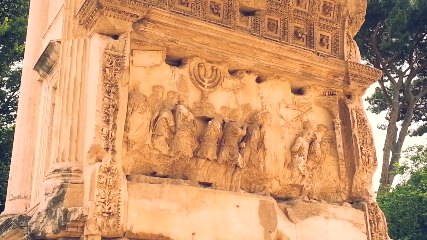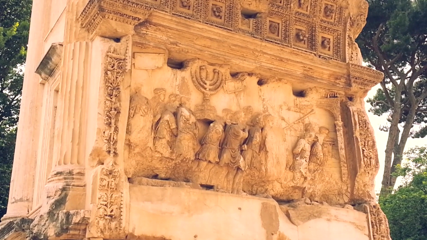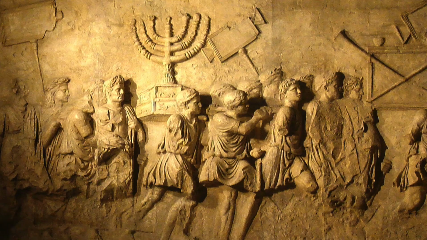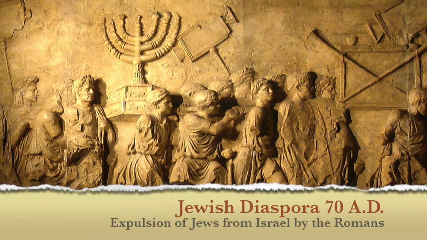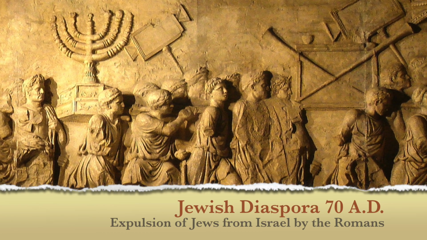The frieze shown here depicts Roman soldiers looting Jerusalem. This was known as the Jewish diaspora, when the Jews were expelled from their homeland by the Romans as punishment for rebellion.